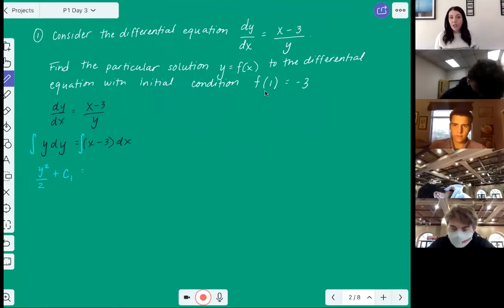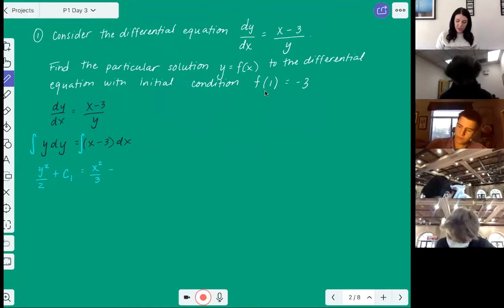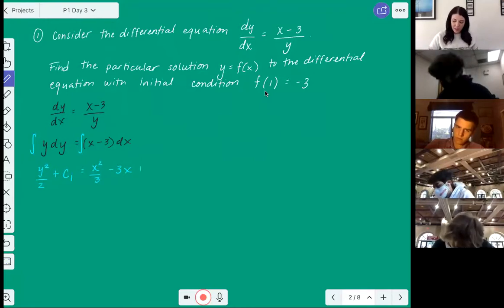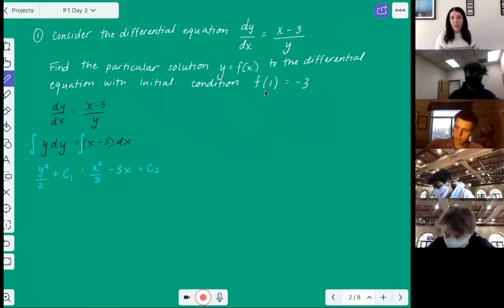Then we're going to integrate the right side. On the right side, we get x squared over 2 minus 3x, and then we also have a C over there. But again, it's not necessarily the same C, so we can't just put plus C and think that they're going to cancel out. I had a C1 on the left, so I'm going to have a C2 on the right.